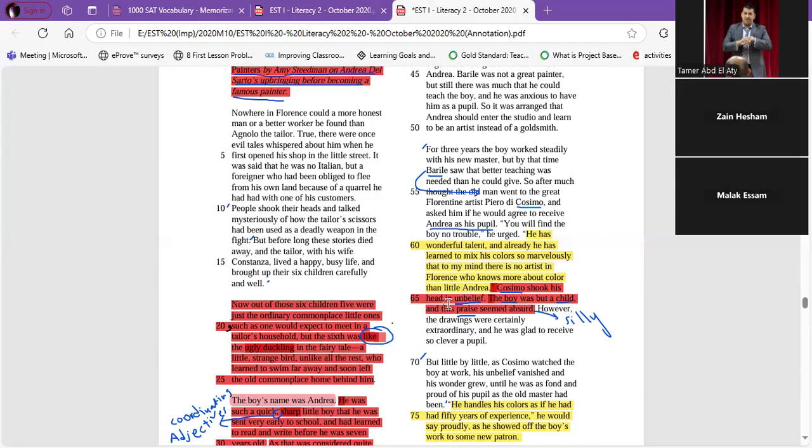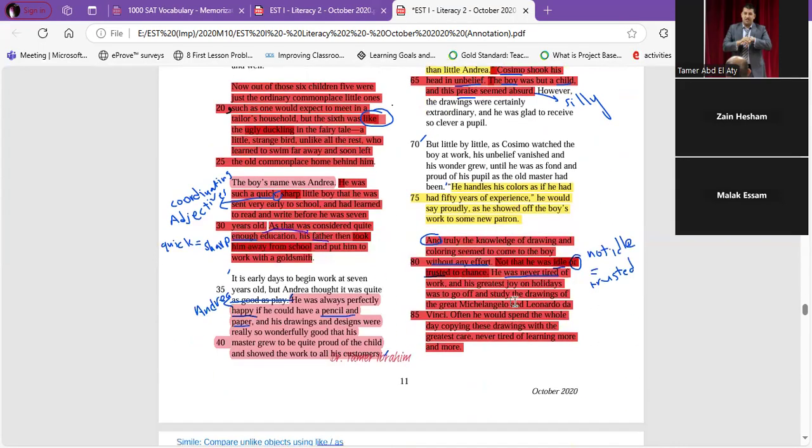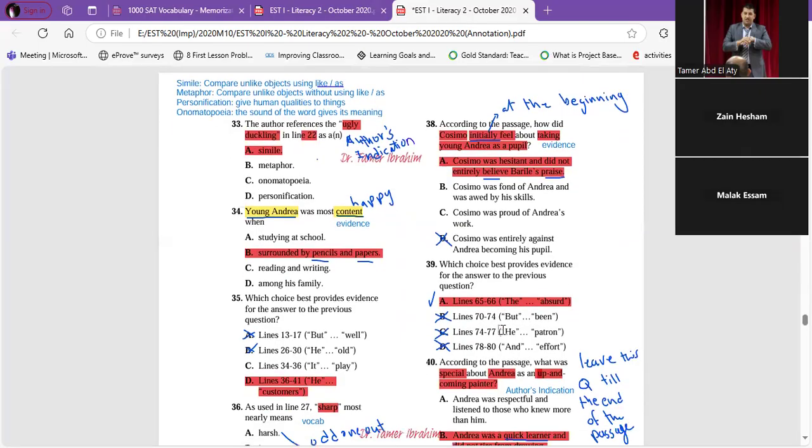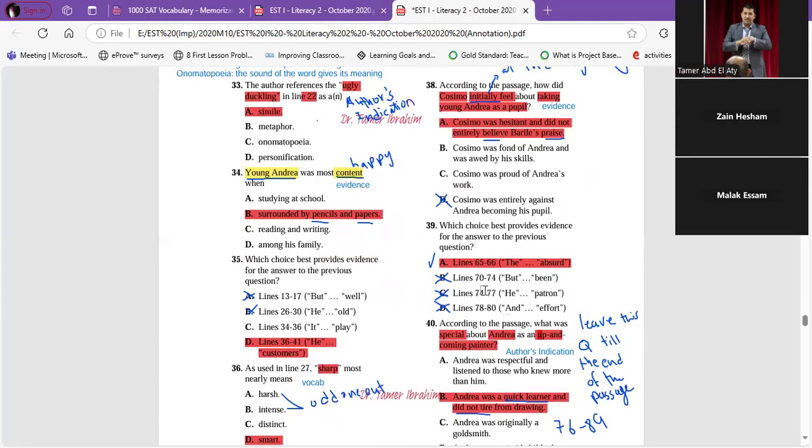"Cosmo shook his head in unbelief." So he doesn't believe what was mentioned. "The boy was but a child, and this praise seemed absurd." So in the beginning, he doesn't believe. I need initially. Okay, so Cosmo was hesitant and didn't entirely believe Braille's praise.